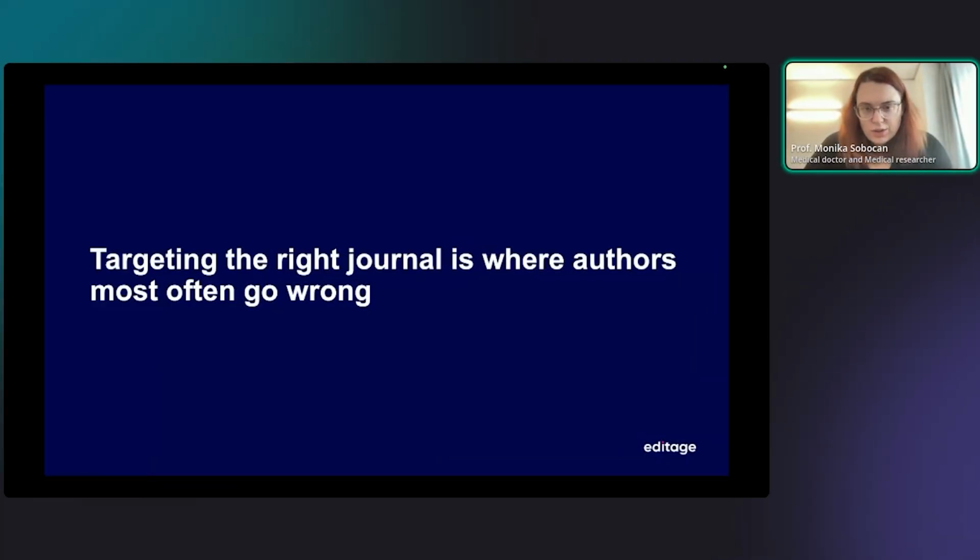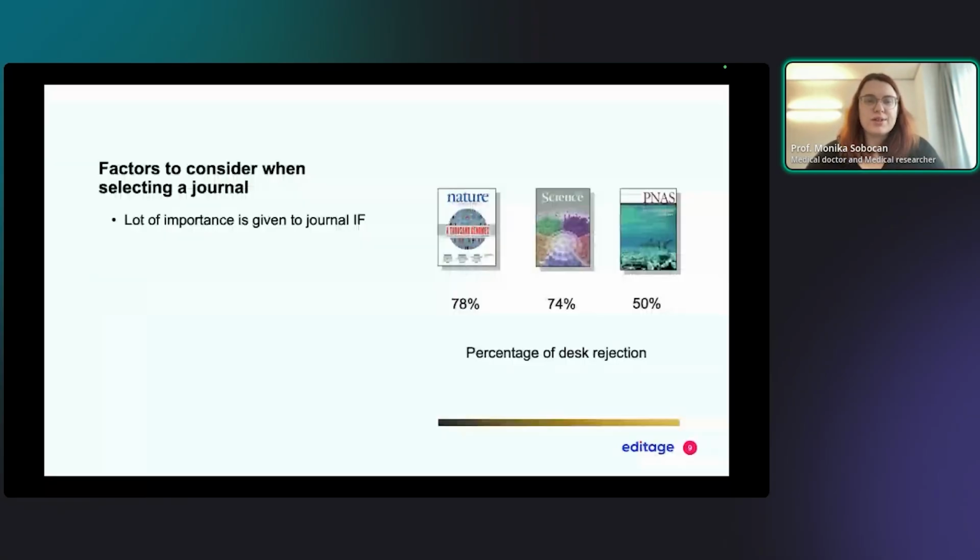So, how do you target the right journal? This is the step where most authors go wrong. And then they are worried because it's not getting published, but they shouldn't be worried. It's just a question of finding your right audience.